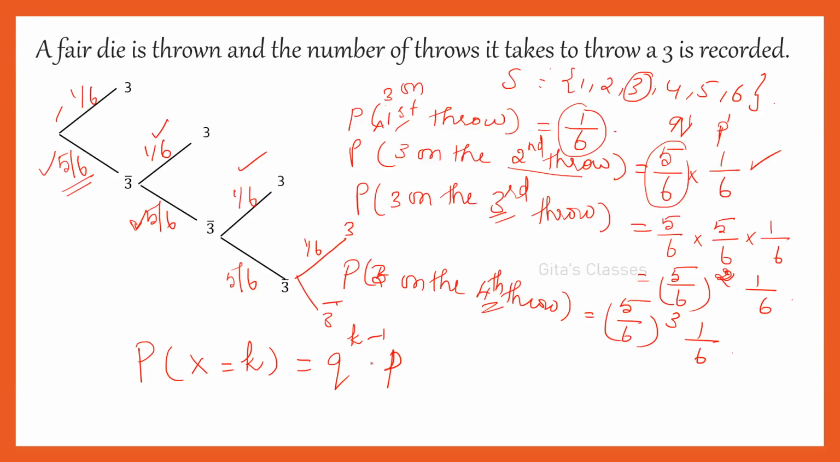That is what. Why is it geometric here? You can observe. Here it is 5/6, then 5/6 the whole square, 5/6 the whole cube, whole power 4, and so on. That is why the name came from this. It is a geometric distribution.